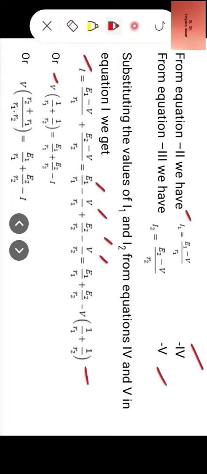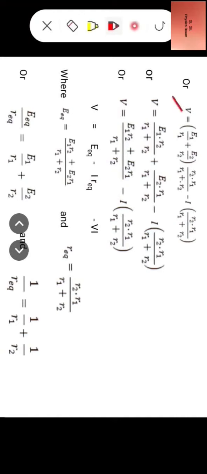Now from here we take the LCM of the left hand side and write the left hand side as V into R2 plus R1 divided by R1 into R2, and the right hand side equal to E1 by R1 plus E2 by R2 minus I. Or V is equal to E1 by R1 plus E2 by R2 into R2 into R1 divided by R1 plus R2 minus I into R2 into R1 divided by R1 plus R2. Now the term R2 into R1 divided by R1 plus R2 has been shifted from the left hand side towards the right hand side.